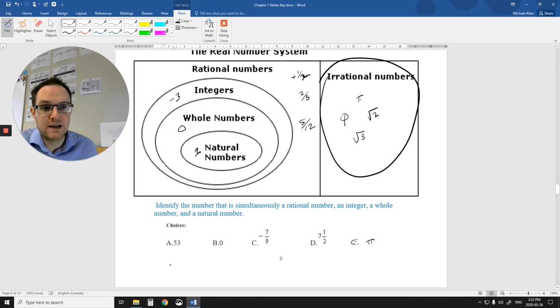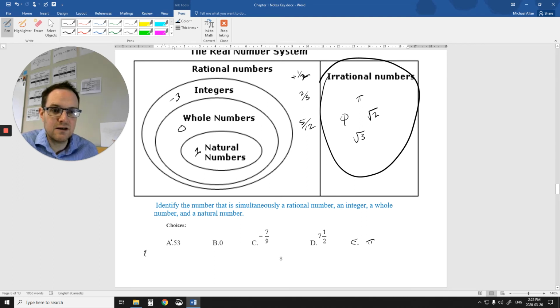All right. So hopefully you paused and tried it. What we're trying to identify is which one is simultaneously a rational number, integer, a whole number, and a natural number at the same time. So let's do 53.